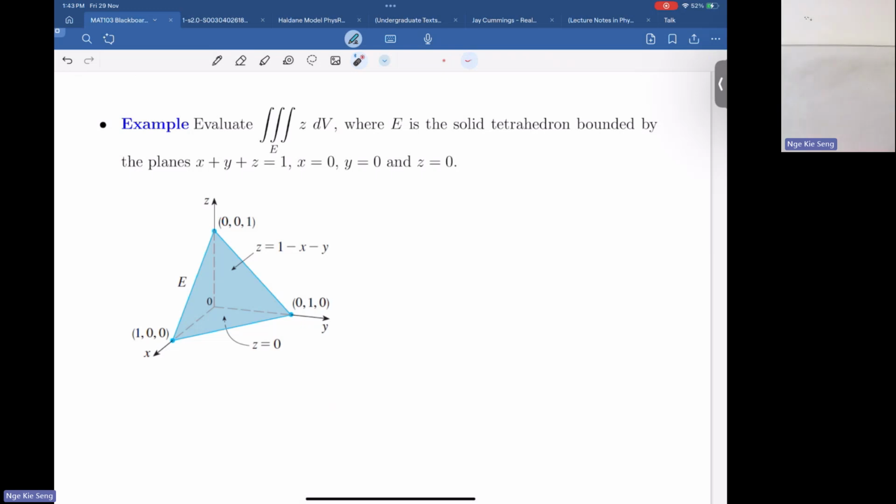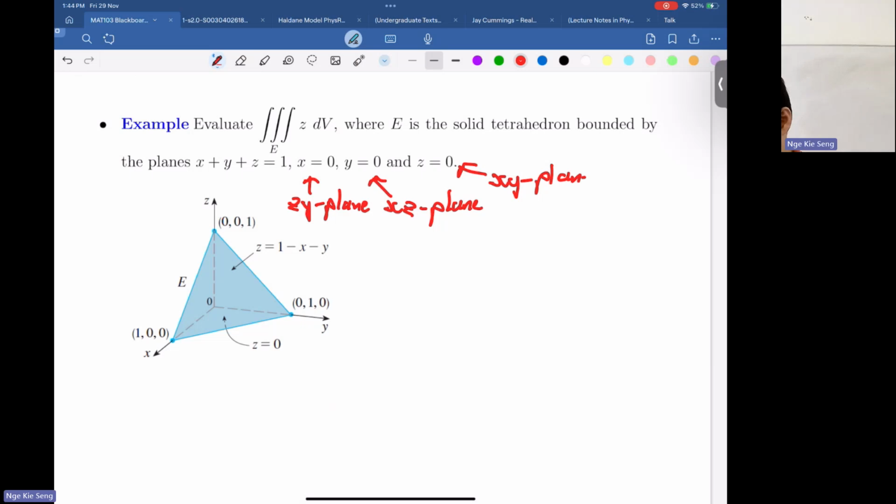So evaluate the triple integral of Z dV, where E is a solid tetrahedron bounded by these three planes here. So one plane is x plus y plus z equals 1, and then x equals 0. X equals 0 is what plane? ZY plane, good. Y equals 0, XZ plane. Z equals 0 is what? XY. Okay, so you can see that is the tetrahedron.